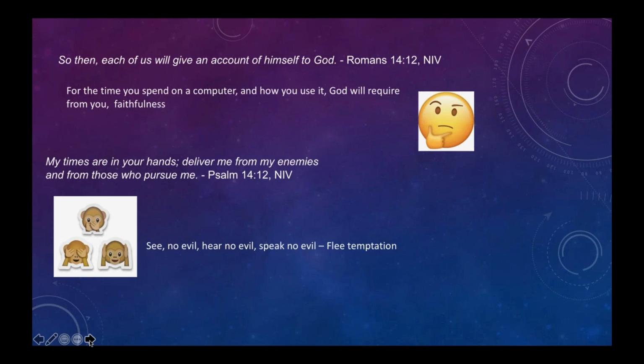And Psalm chapter 142 verse 6 says, many times in your hands, deliver me from my enemies and from those who pursue me. So if you're using a computer, you will find that there is a lot of temptations that come around on the computer, buttons that ask you to click here and see something. And what I encourage you to do is see no evil, hear no evil, speak no evil, flee from temptation. So anything that is tempting that you see on a computer, flee, run away, because it will save you. Remember, whatever we're doing on a computer, God is watching.